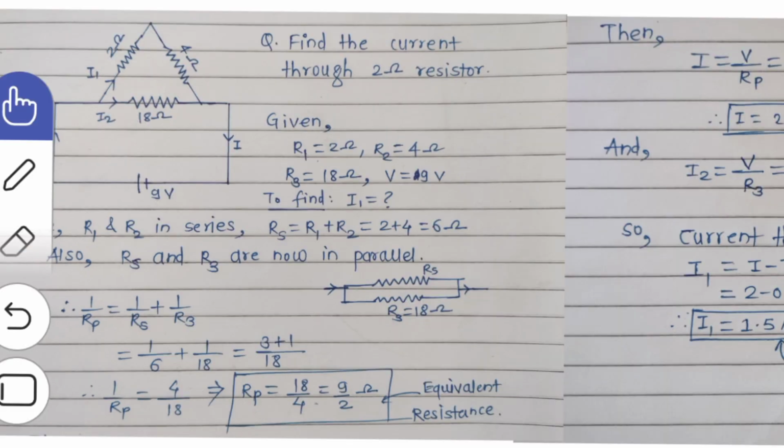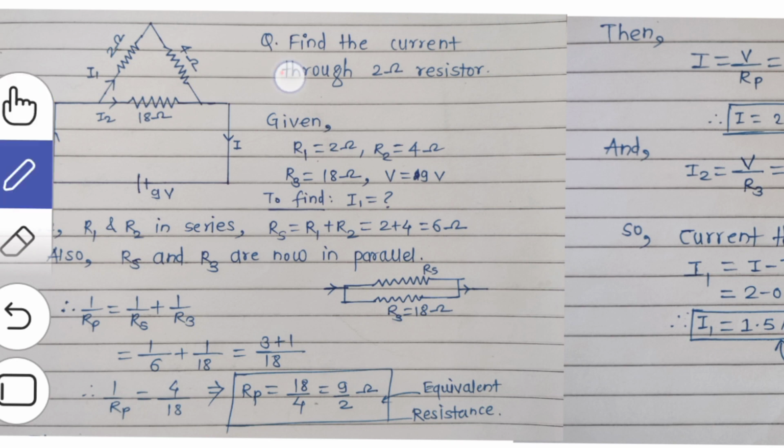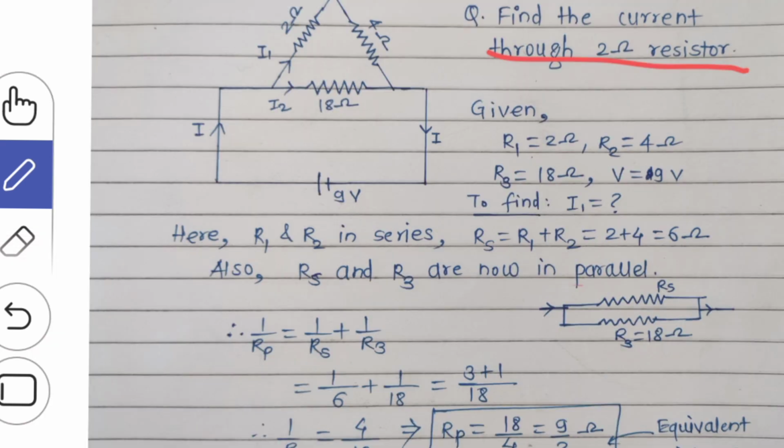So we'll see here in this question how to solve such questions if they are asked in our exams. So what is asked in this question? Find the current through the 2 ohm resistance. The solution is already given here, so it will be easier for us to understand how it is solved.